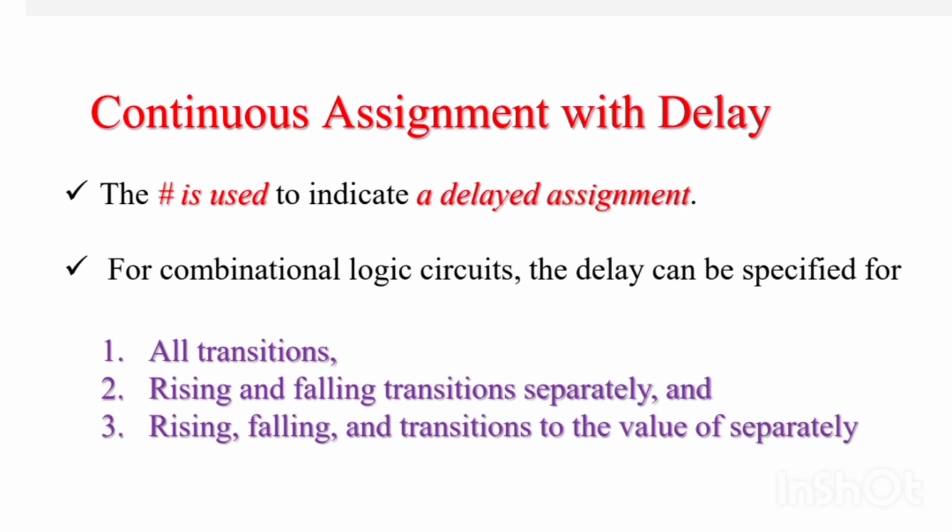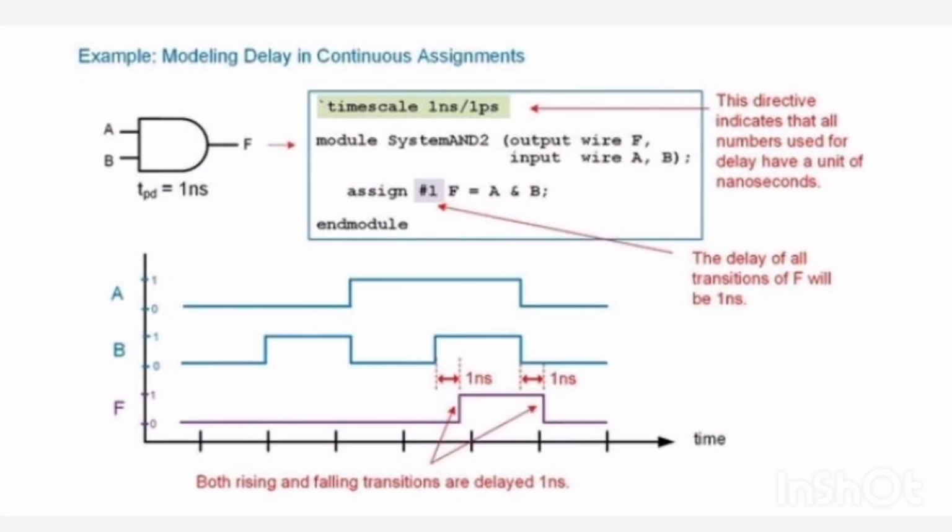Now we will discuss continuous assignment with a delay. Here hash is used to indicate a delayed assignment. For combinational logic circuits, the delay can be specified, number 1, for all transitions, number 2, for rising and falling transitions separately, and number 3, for rising transitions, falling transitions, and other transitions to the value. This shows an example of modeling a single delay in a continuous assignment, and the single delay over here is shown as assign, then hash 1, f is equal to a and b.